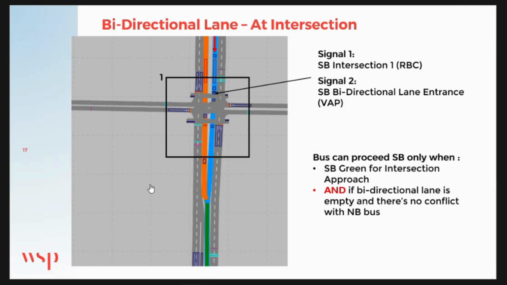So I'm skipping all the complicated scripting here. That's what it's saying there. Bus can only proceed southbound when southbound you have a green for the intersection approach, and if the bi-directional lane is empty and there's no conflict with northbound bus. By the way, I hope everyone knows how you can have buses travel on the same lane for two directions. You just put two links on top of each other, then make one invisible. So that's how we can make the trick.